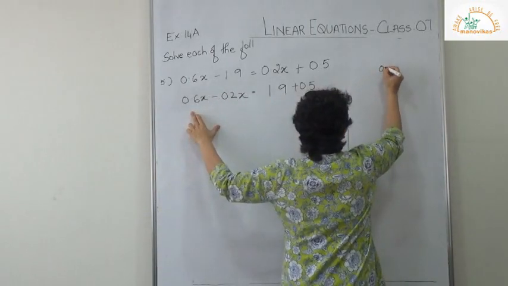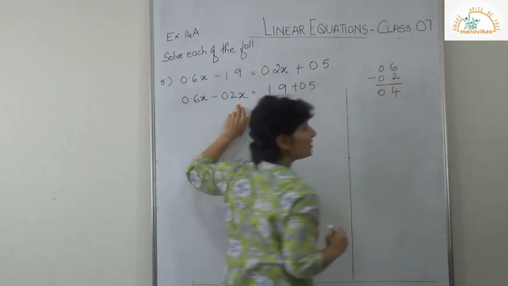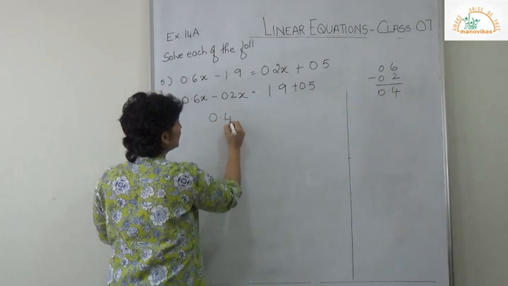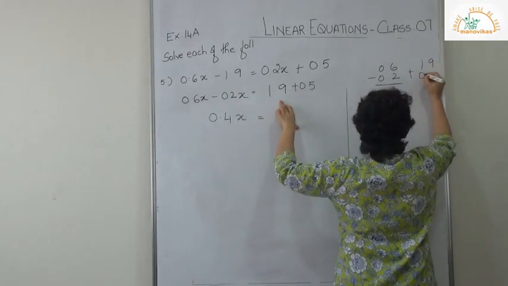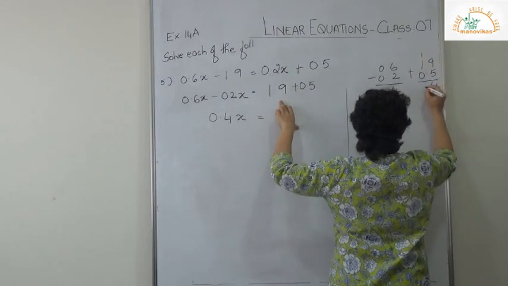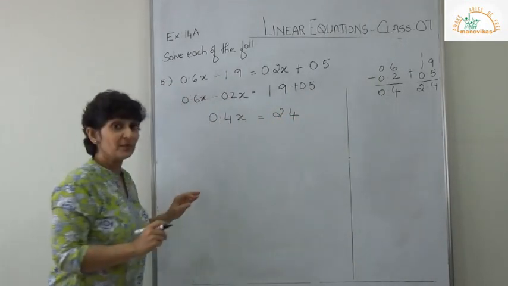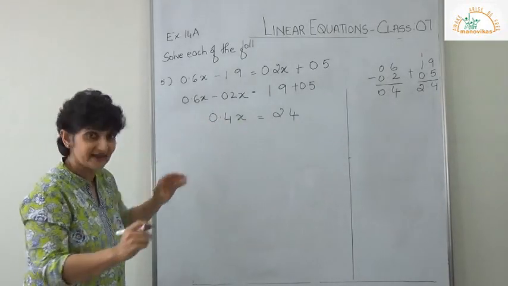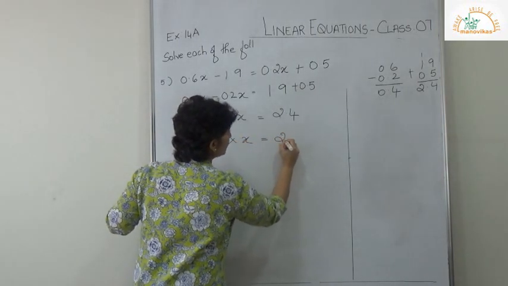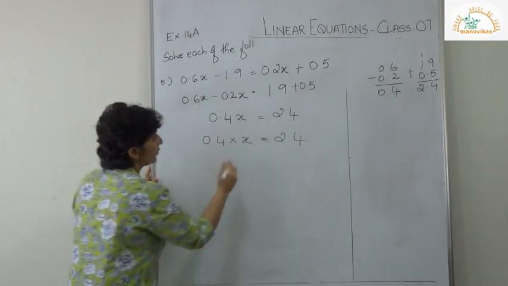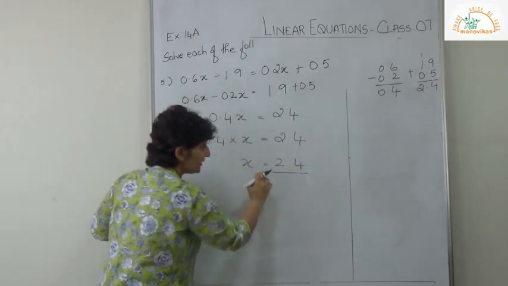Now 0.6x minus 0.2. So what do I get, children? 0.4. So I will write it here. 0.4x is equal to, I have 1.9 plus 0.5. 9 plus 5 gives me 14 and 2. So I get 2.4. So this will be written as 2.4. What do you mean by 0.4x? It means 0.4 multiplied by x, which is equal to 2.4. So x is equal to 2.4 upon, when I bring this side, upon 0.4.